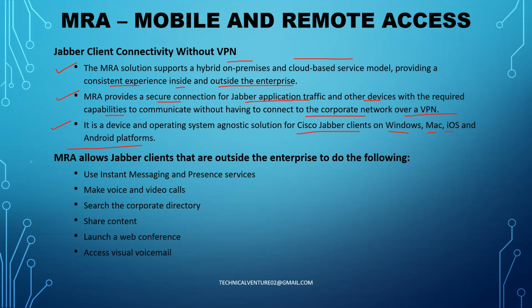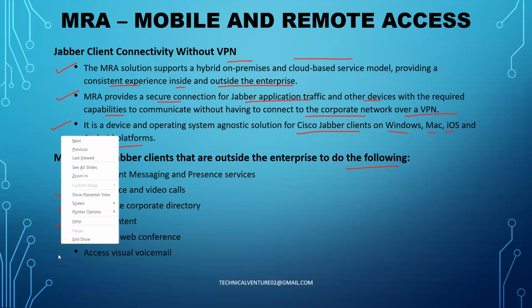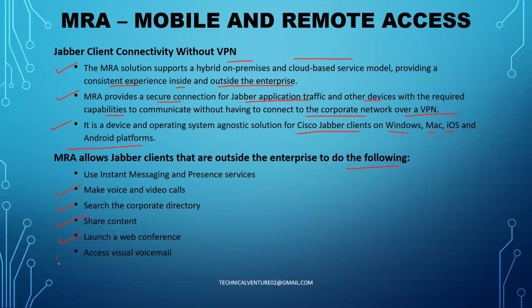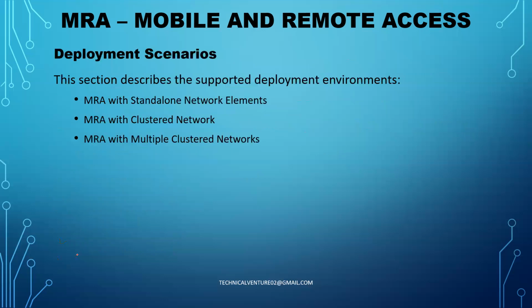Then it says MRA allows Jabber clients that are outside the enterprise to do the following things. It would be like everything: use instant messaging and presence services, make voice and video calls, search the corporate directory, share content, launch a web conference, and access visual voicemail. So you can do all these things in MRA as well, right?